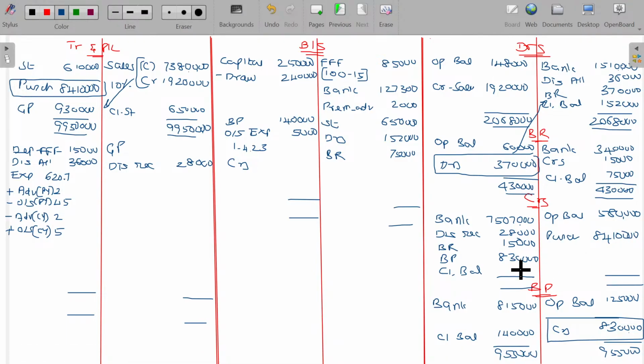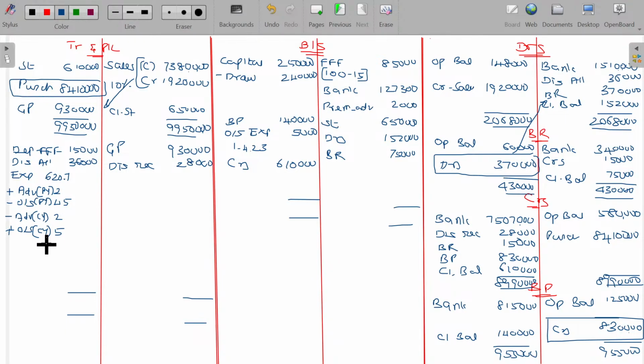84 lakhs 10,000, to find out the closing creditors balance. What is the closing creditors balance? The total being 89 lakhs 90,000. Closing balance being 6 lakhs 10,000. That closing balance will be posted at the balance sheet credit side, liability side, 6 lakhs 10,000. And GP 9 lakhs 30,000.